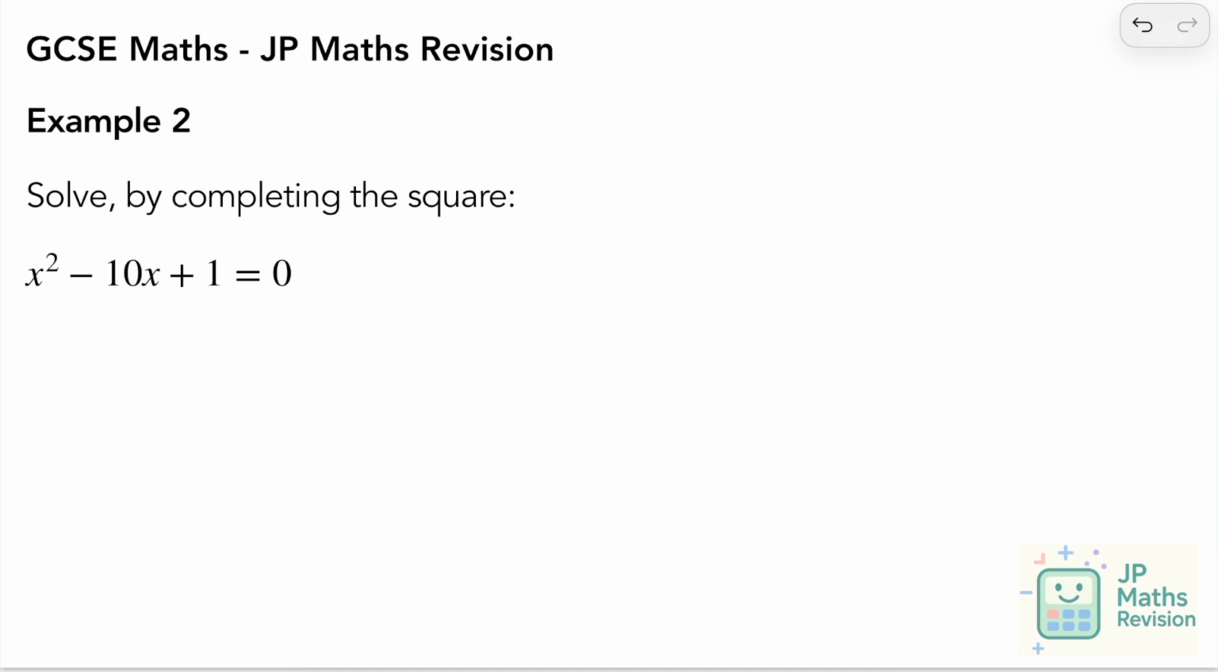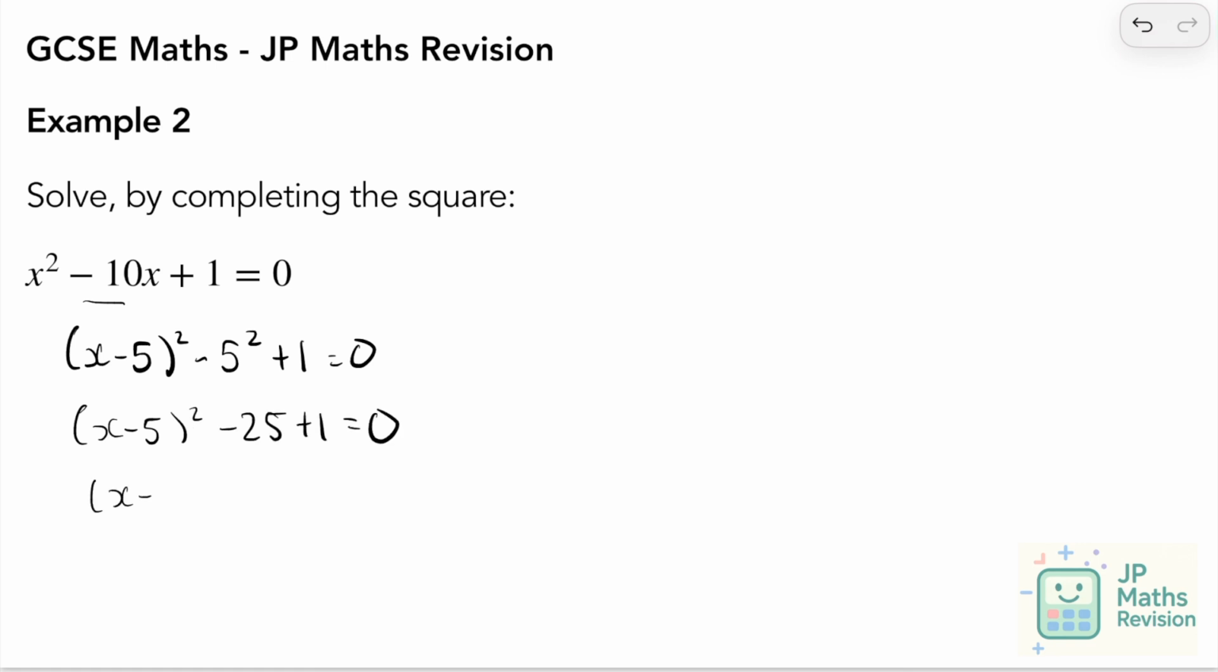So here's another example. I'm going to start off by completing the square of this quadratic equation. So we have x minus 5 squared, so you halve the number in the middle, minus the 5 squared, plus 1. So it's going to be x minus 5 squared minus 25 plus 1. So that is x minus 5 squared minus 24.